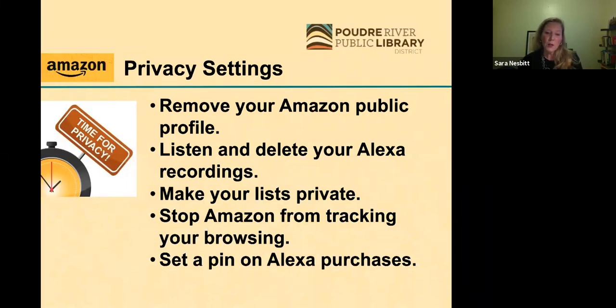You can also make your lists private, like your browsing history. And what Amazon likes to do is look at your browsing history and then shove more options under your nose for other purchasing options. There's a way to cut down on that. So you can stop Amazon from tracking your browsing, and you can also put a pin on Alexa purchases.